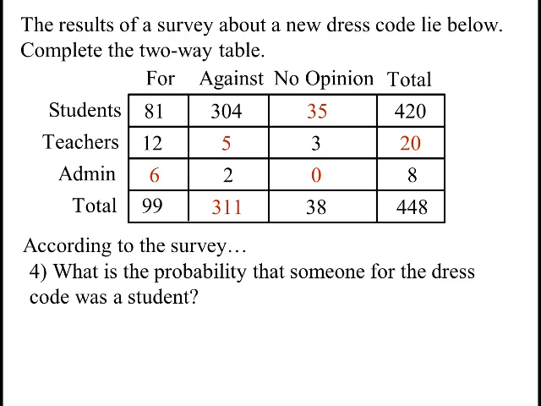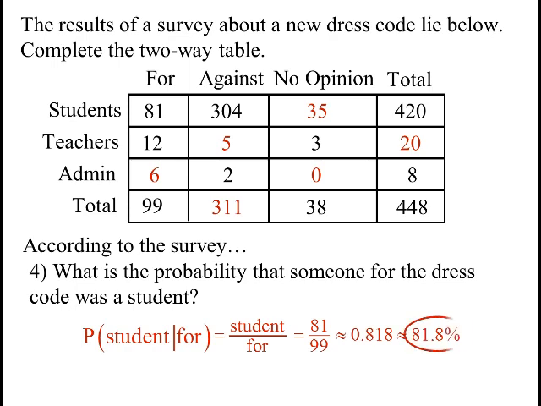What is the probability that someone for the dress code was a student? So we're only looking at people that were for the dress code. What's the probability they were a student? So there were 99 people for the dress code. Of those 99 people, 81 were students. So I interpret this notation to be probability that they were a student given that they were for the dress code. So student divided by for, 81 out of 99.